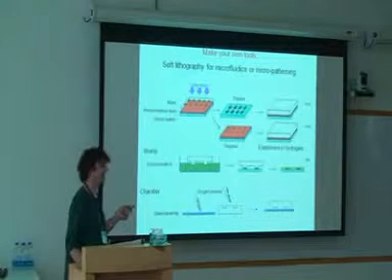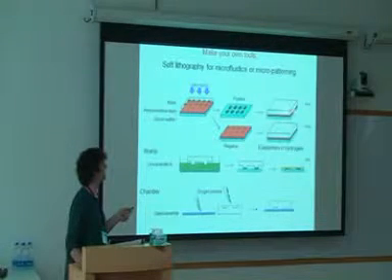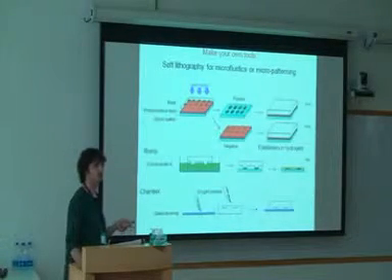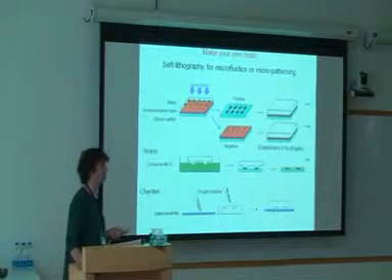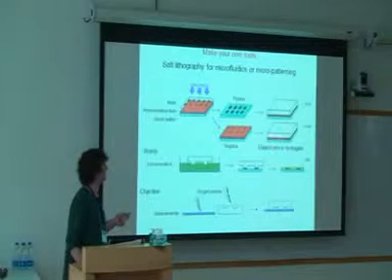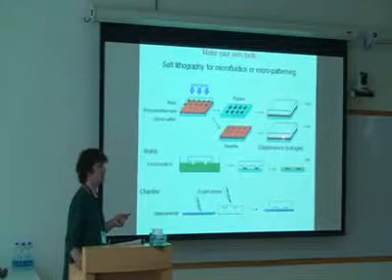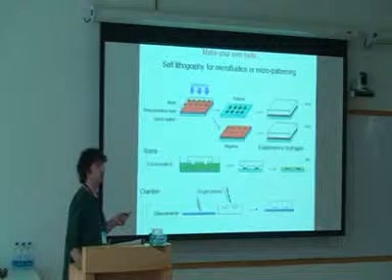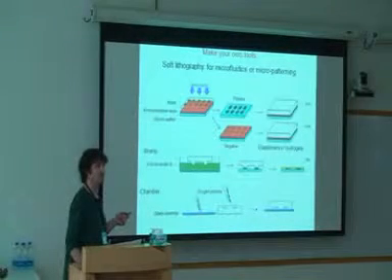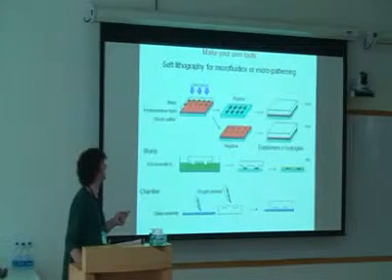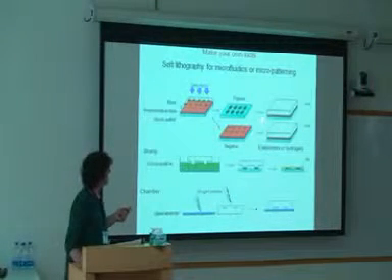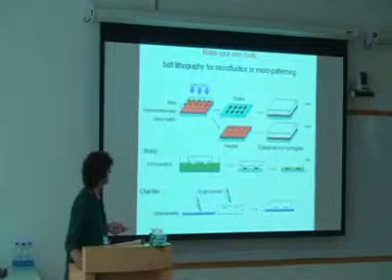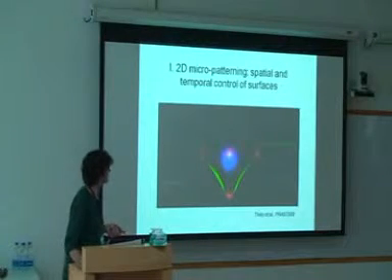PDMS has lots of disadvantages and advantages. The advantage is that it is permeable to gas, so your cells will be oxygenated if you are in a PDMS chamber. The problem is that it's hydrophobic, and if you're using small molecule inhibitors, they might diffuse inside the PDMS. So there are some solutions for that. Basically, that's it. It's the most used material, let's say.